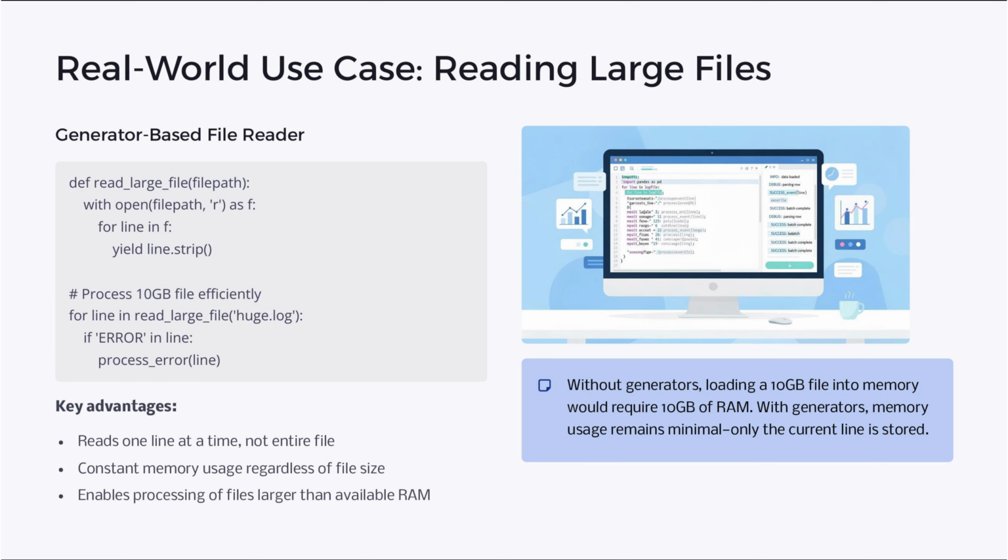Reading large files efficiently is crucial. Using a generator, like in the read_large_file function, allows processing one line at a time. This approach maintains constant memory usage, enabling handling of files larger than available random access memory. For instance, processing a 10 GB file with minimal memory footprint is possible, as only the current line is stored.